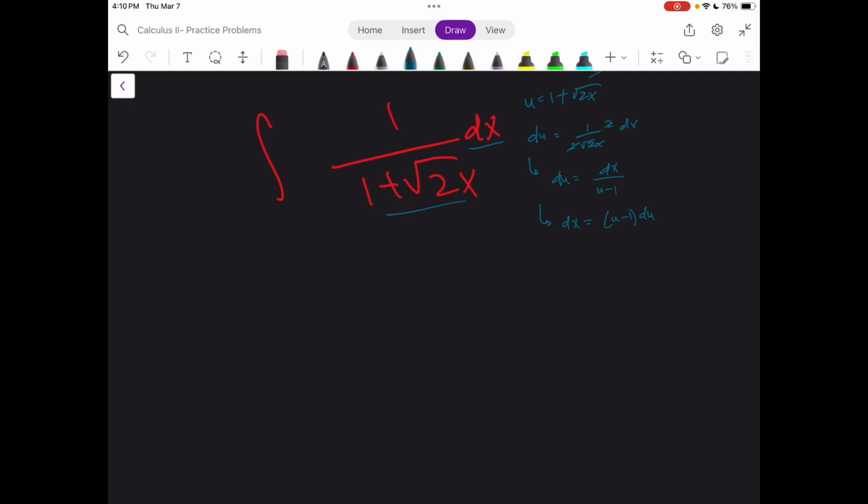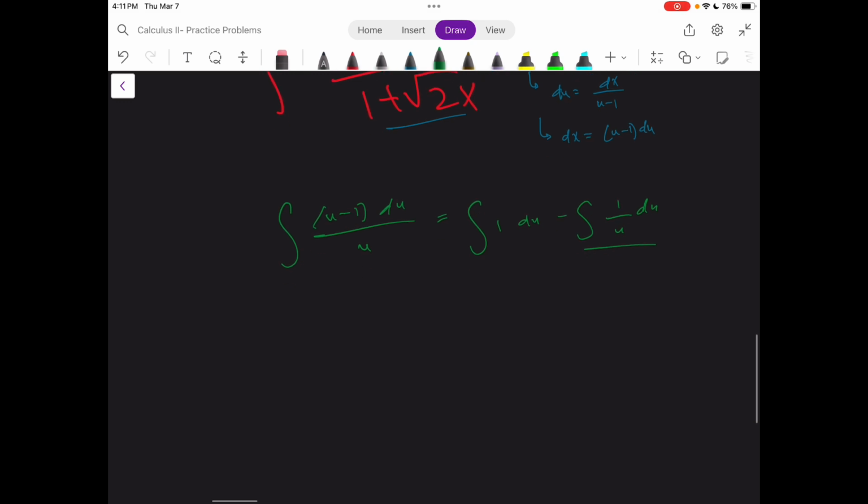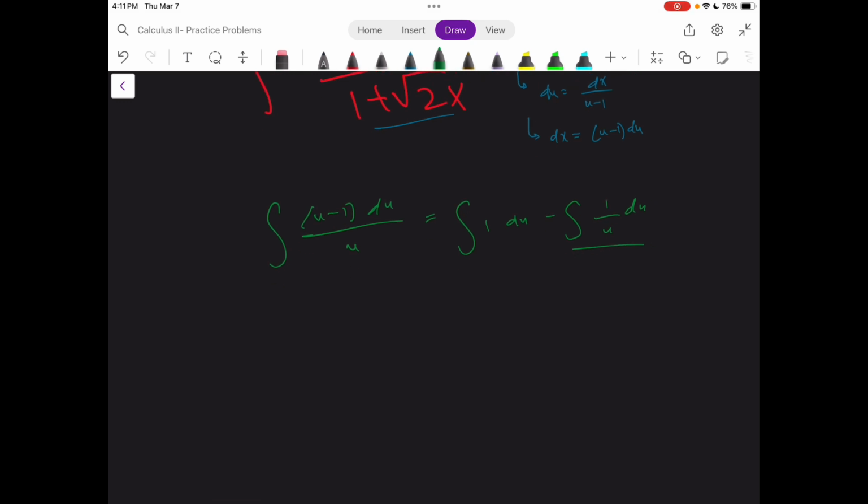So let's see, this is going to turn into the integral of, on top, u minus 1 du, and on the bottom we have u. Now we could split this into two integrals and call it the integral of 1 du minus the integral of 1 over u du. And as you can see, the one on the right is going to turn into the natural log function. But the one on the left, integrating just 1 with respect to u, turns into u. Integrating 1 over u turns into the natural log of the absolute value of u.